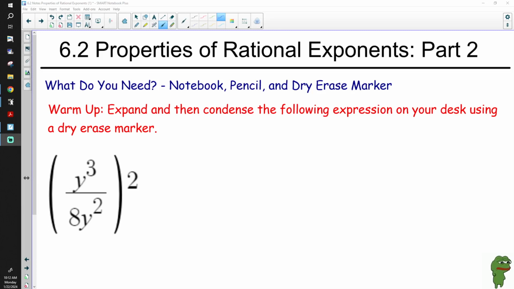You can either just draw a line if you're only halfway down your page and put the title, or you can go to the next page. It is up to you how you want to organize. But this is 6.2, properties of rational exponents. Everything we are doing for the next 5 problems is exactly what we just did. We are applying all of the rules that you have learned.